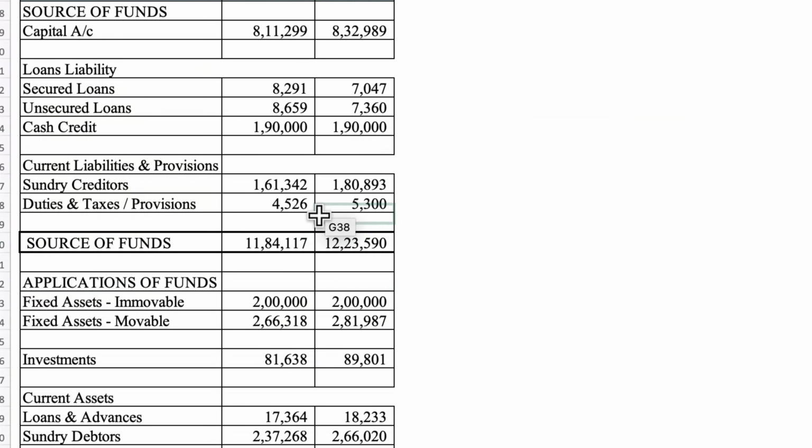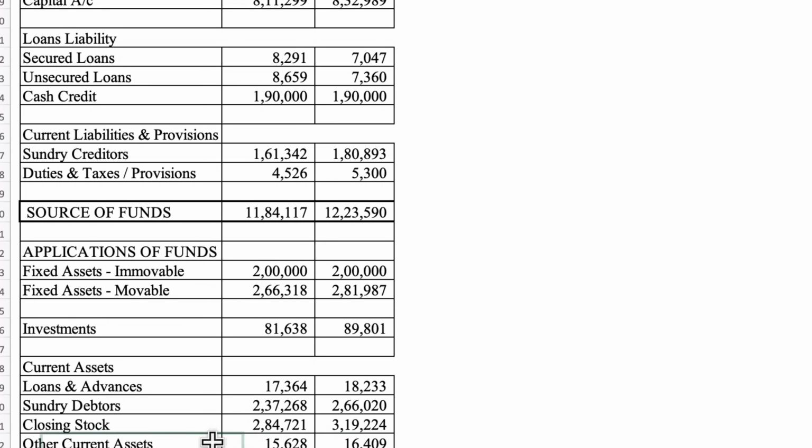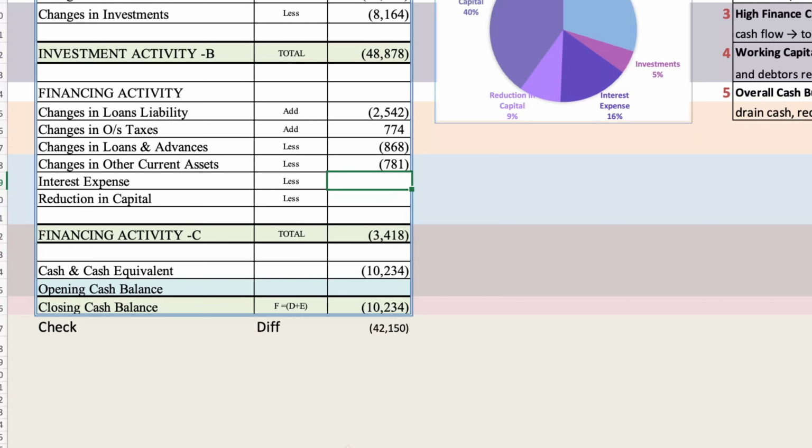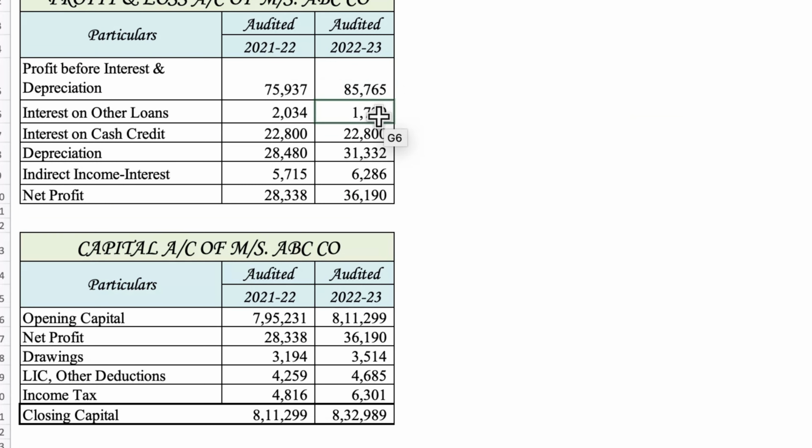Next, changes in other current asset. Here we can see it is increased compared to previous year. So to purchase some asset, cash outflow happened, which is negative for us. Interest expense. Interest expense is an expense. Cash outflow happened when we pay interest, which is negative for us. You show it as a negative number.